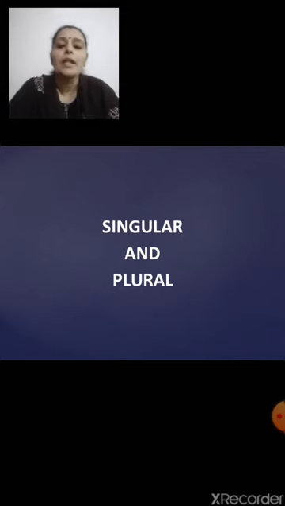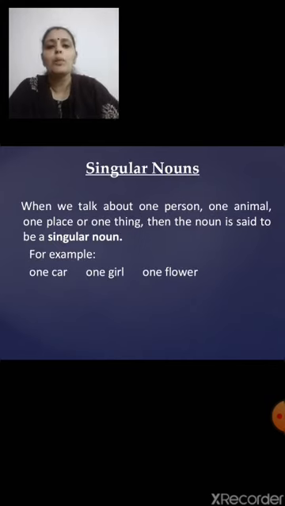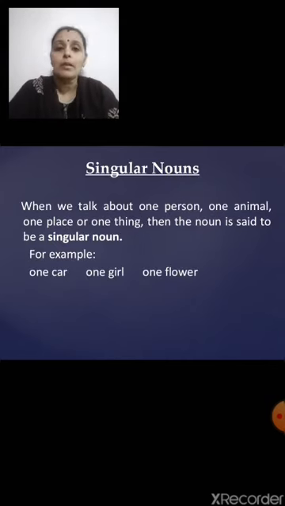Now, what are numbers? Numbers include singular and plural. When we talk about one person, one animal, one place or one thing, then a noun is said to be a singular noun. For example, one car, one girl, one flower, one pen, one boy, one pencil, right? So when you're talking about one, we call it a singular noun.